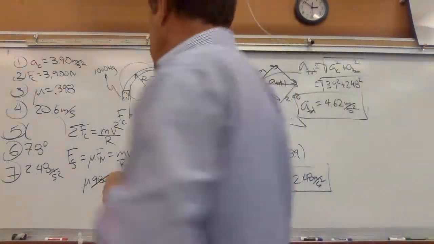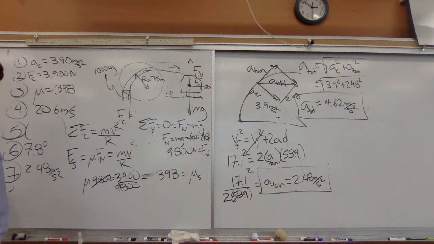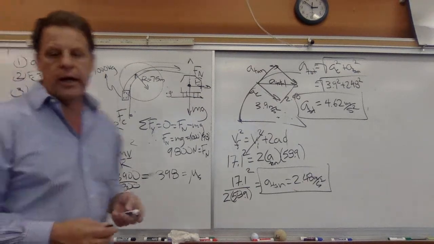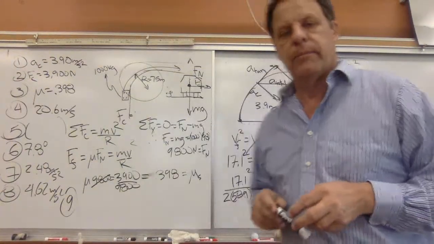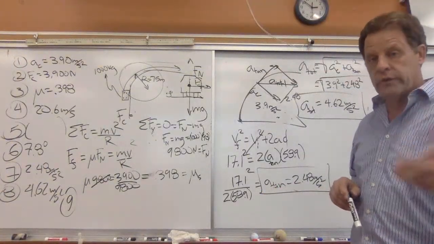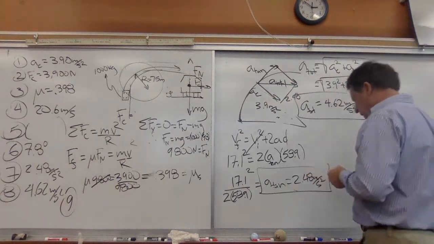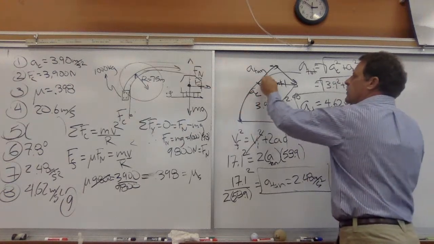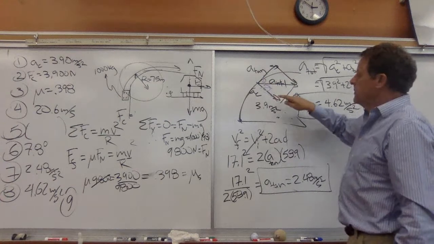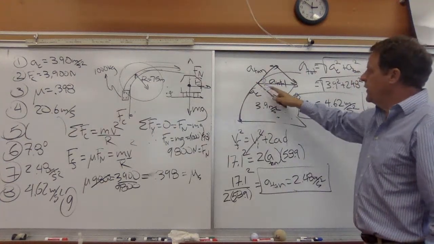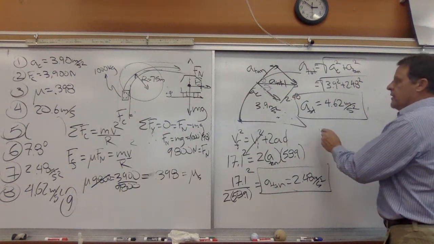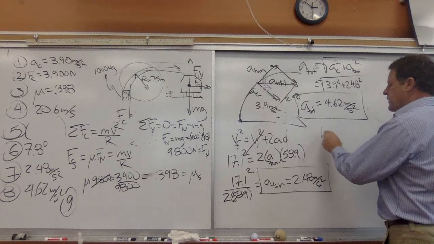And finally, number 9, we want to know the angle that the total acceleration is going. What we're looking for here is either this angle or this angle, but it specifically says we want the angle with respect to the radius, so we want that theta.